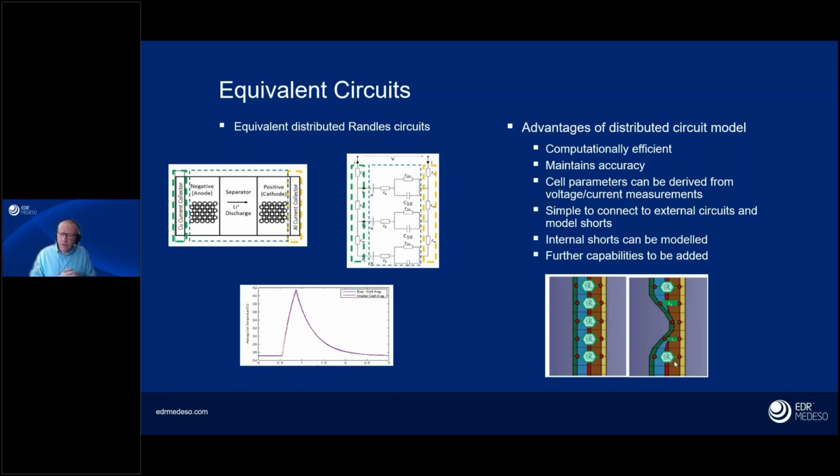So this is just a very, very brief overview of how that's done within LS-DYNA. You've got these RC circuits really that enable us to impose our Randall circuits on the assembly.